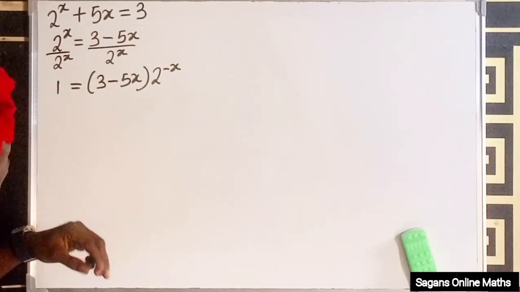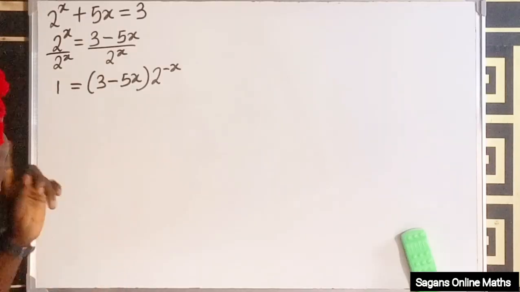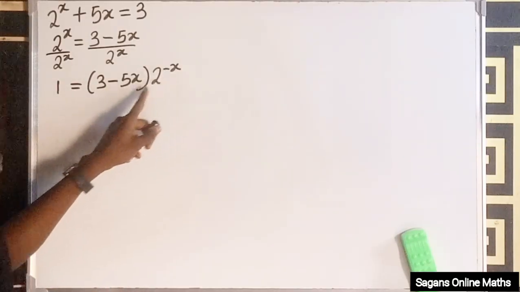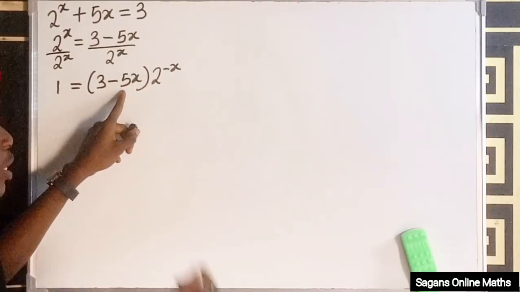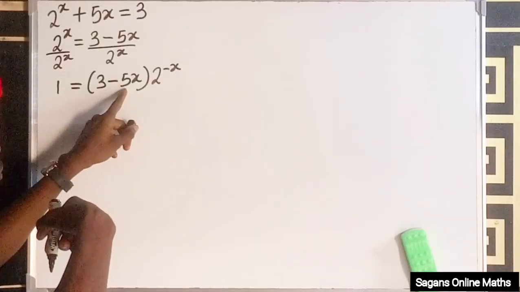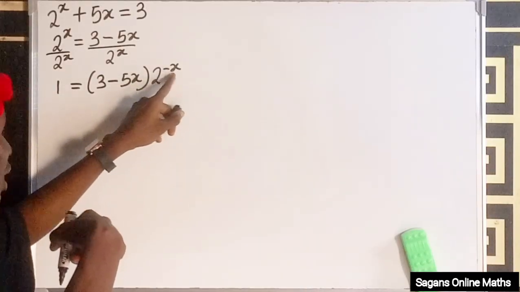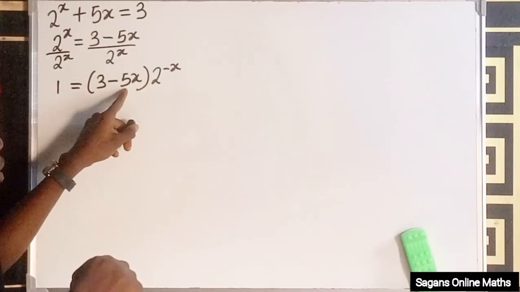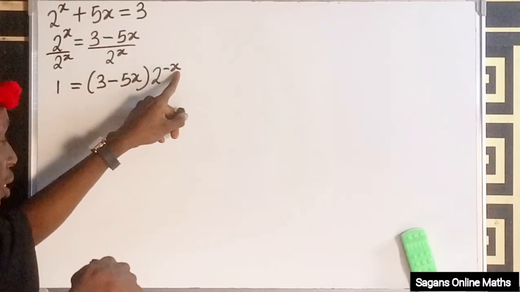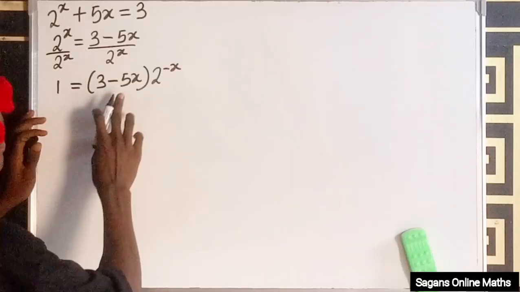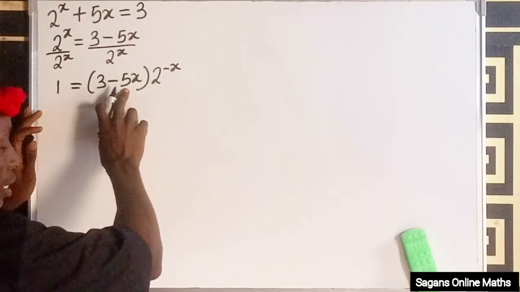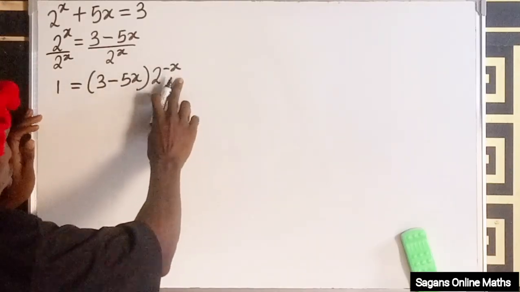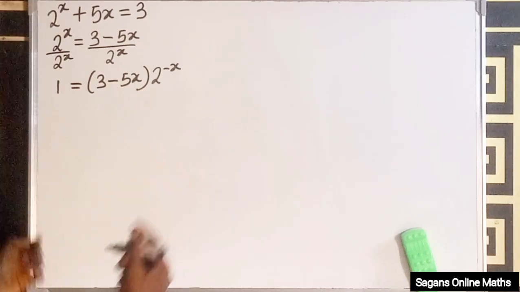Now, what are we going to do? Look at the power here, it is minus x, and the coefficient of x here is minus 5. So I'm looking for a way so that the coefficient of x here is minus 1, the same as the coefficient of x here. So what am I going to do so I can achieve that? Look at what I'm going to do.